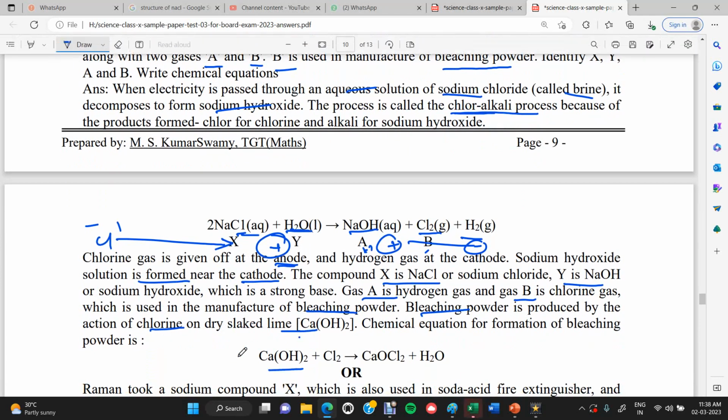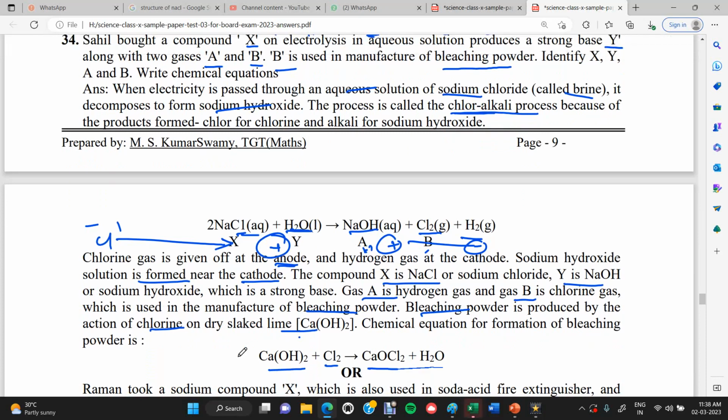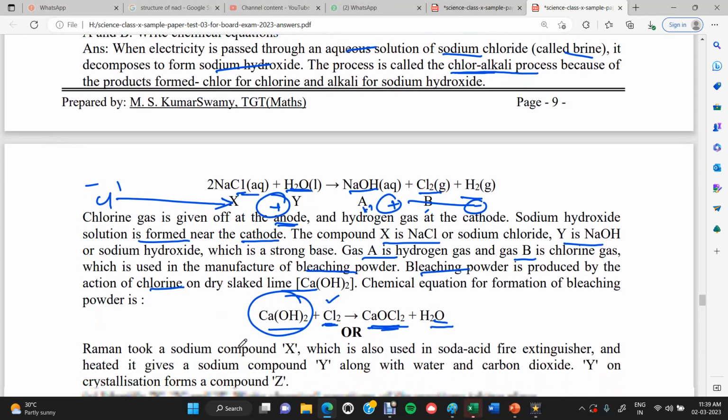Note down the equation that will help you. Ca(OH)2 plus Cl2 gives CaOCl2 plus H2O. This is calcium hydroxide and chlorine giving calcium oxychloride plus water. So this is called the bleaching powder. Ca(OH)2 plus Cl2 gives CaOCl2, calcium oxychloride, plus water. Right? Next, another riddle.